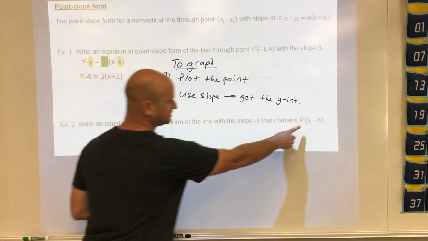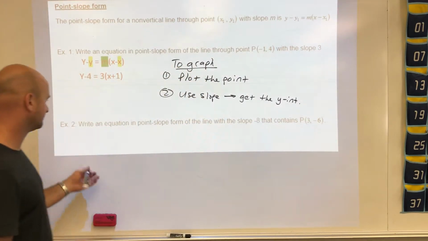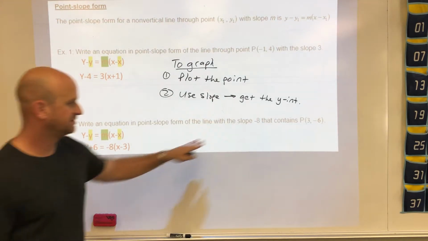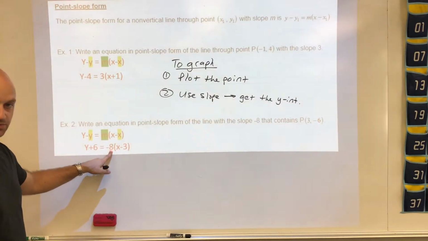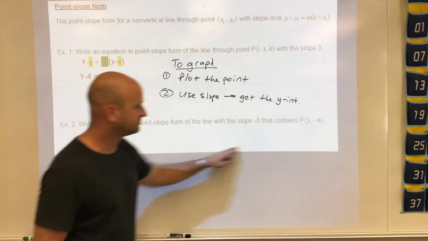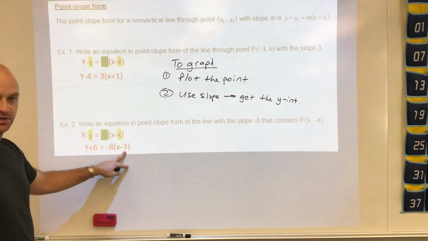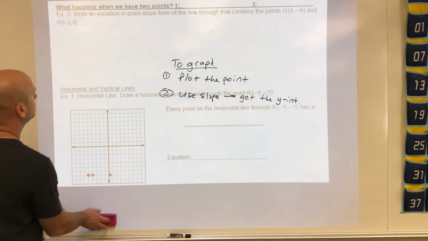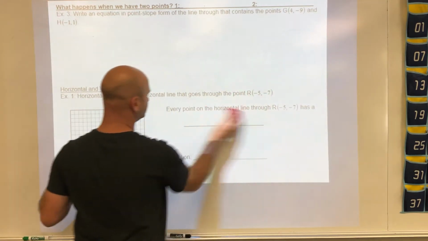All right, down here, same thing. What we'll do here is this y value will change to a +6. The -8 of the slope just goes in for m, and then the +3 of the point ends up becoming a -3.